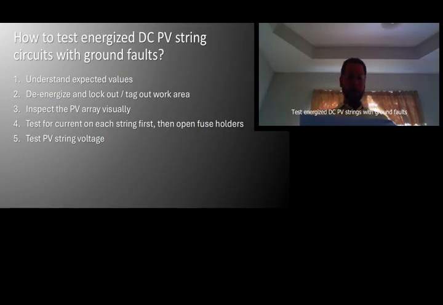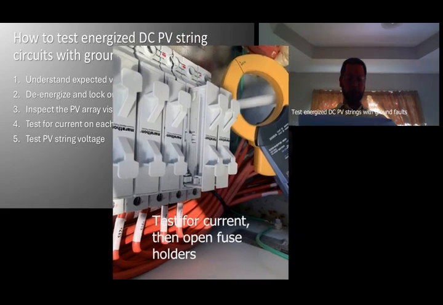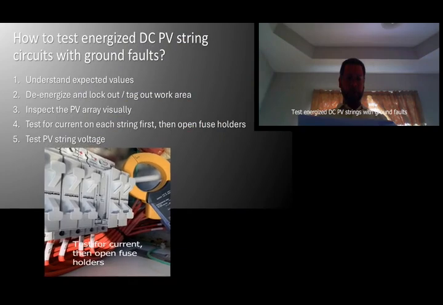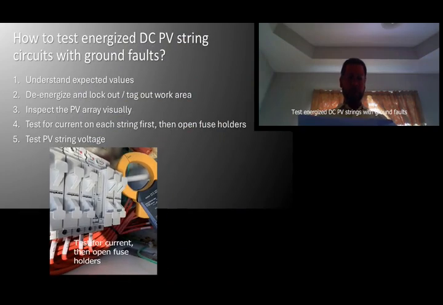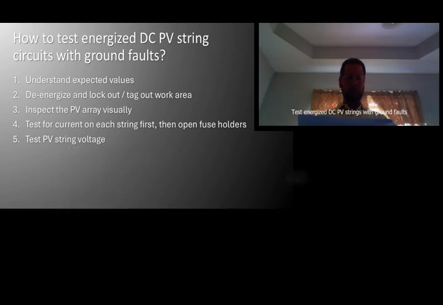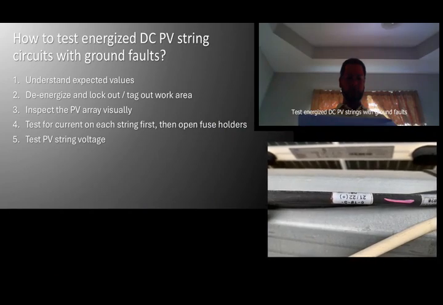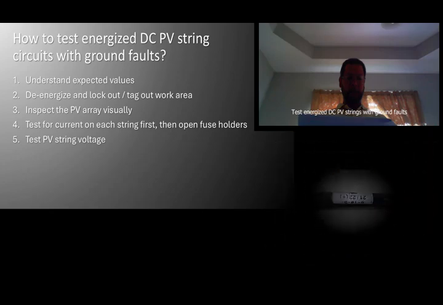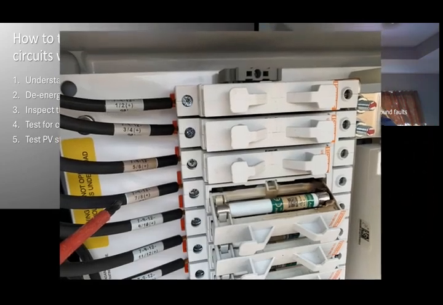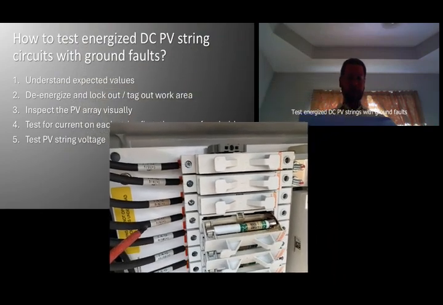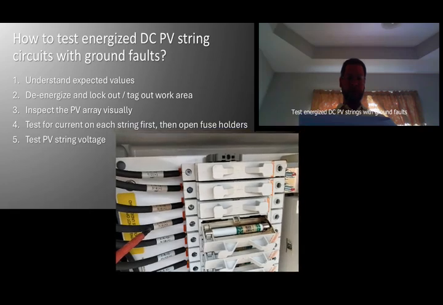4. Test for current on each string first, then open fuse holders. It's critical that you test for current on both the positive and negative conductors before opening any fuse holders. Double ground faults or installation errors can lead to closed circuits where short circuit current ISC may be present. Opening a fuse holder or module interconnection while current is flowing is dangerous. It can create a DC arc that can harm both you and the equipment.